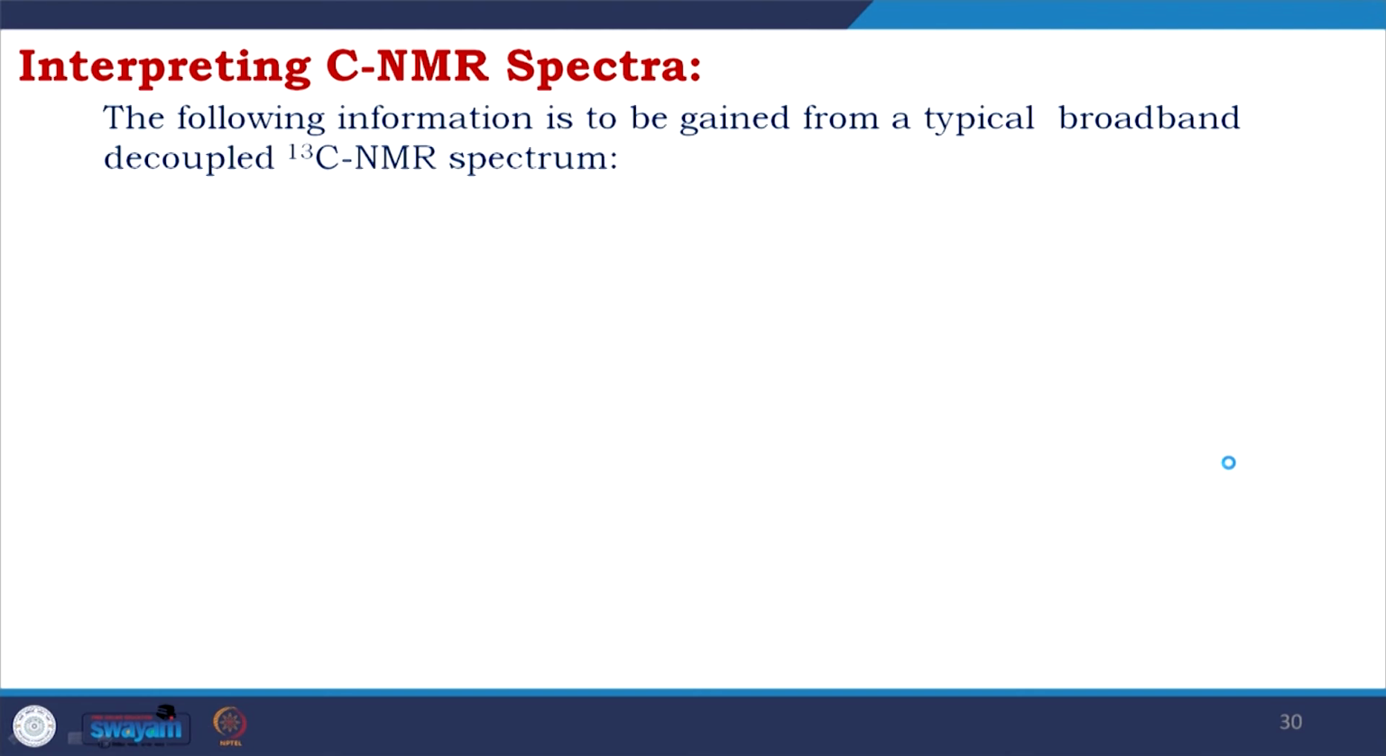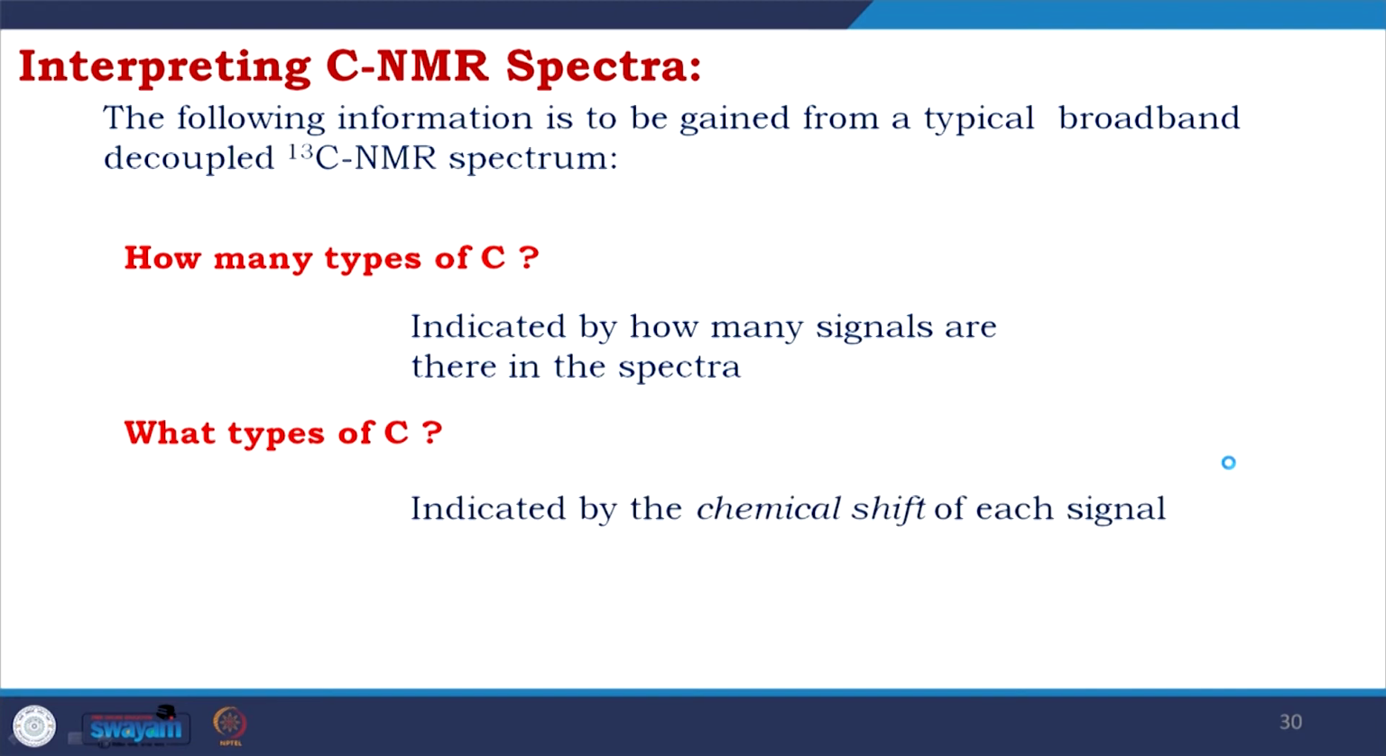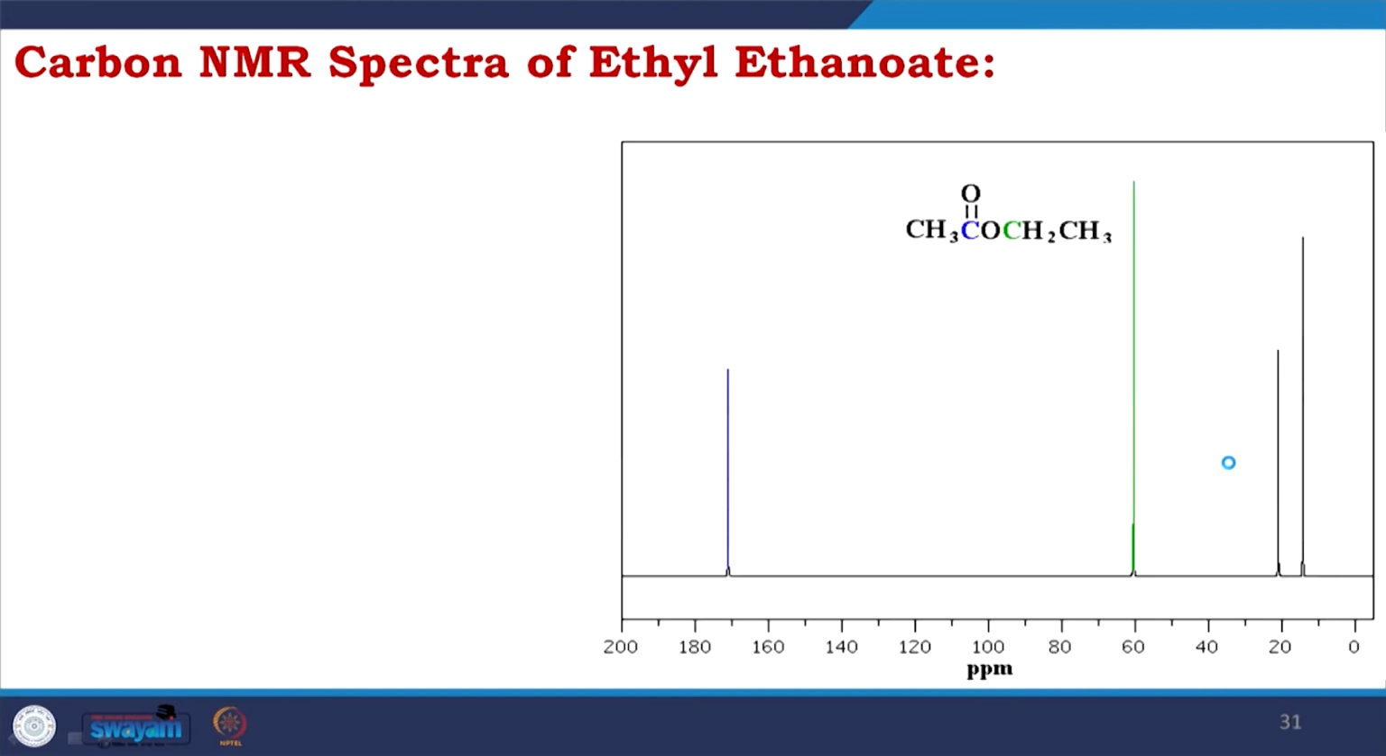Interpreting carbon NMR spectra. The following information is to be gained from a typical broadband decoupled 13C NMR spectrum. How many types of carbon is indicated by how many signals there are in the spectrum. So, how many lines, that many carbons. What type of carbon is indicated by the chemical shift of each signal. So, it is similar in nature. Let us take a look.